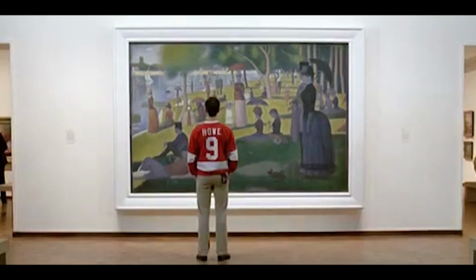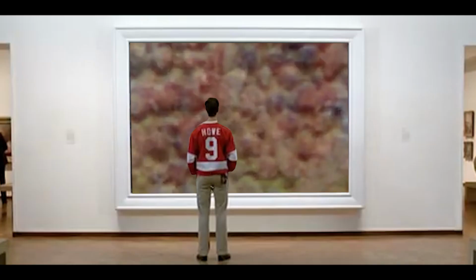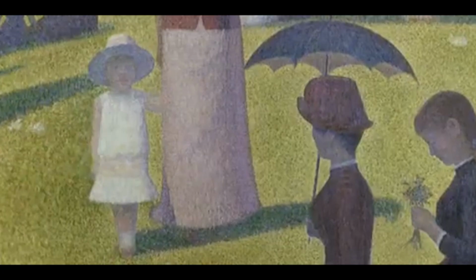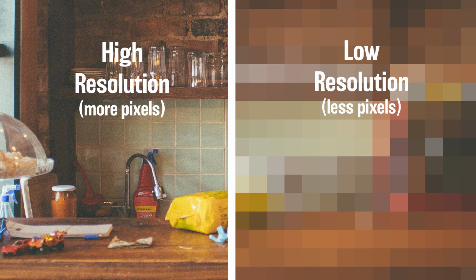But imagine instead of millions of dots, if Seurat used only 16 dots on the same size canvas. That would look ridiculous, and it'd be impossible to tell what is what. The detail is much clearer when we can use more dots, and we can pack them into a smaller space to create more detail. And this is exactly how it works with digital images too. More pixels mean more detail. Fewer pixels mean less detail.